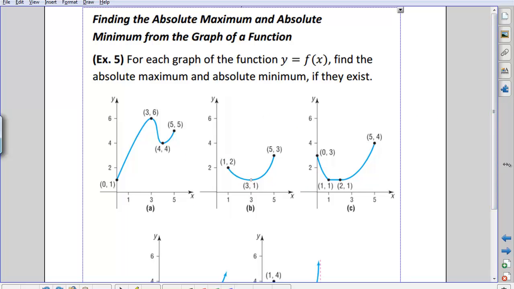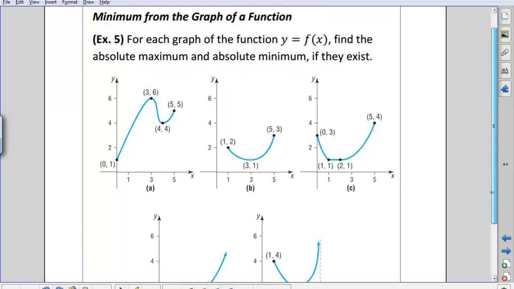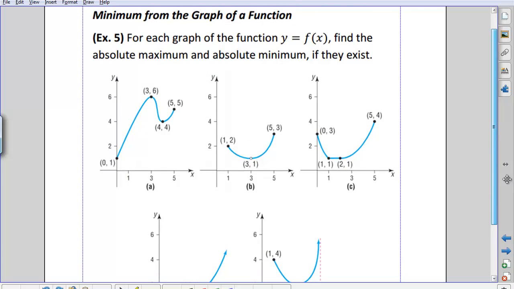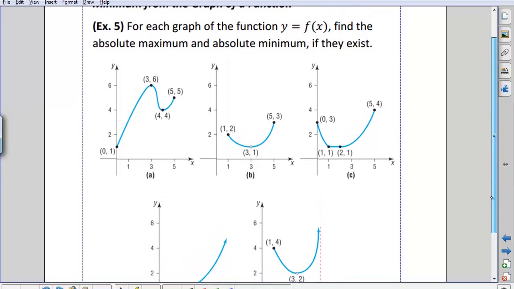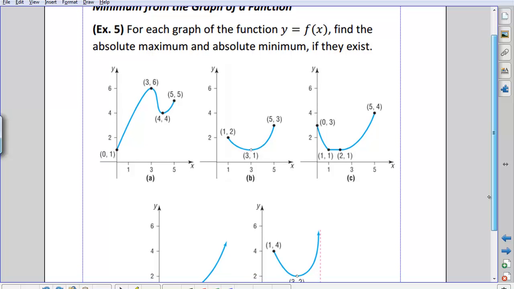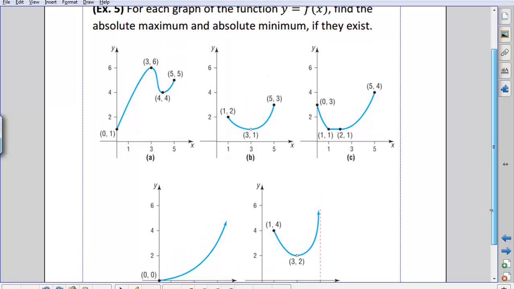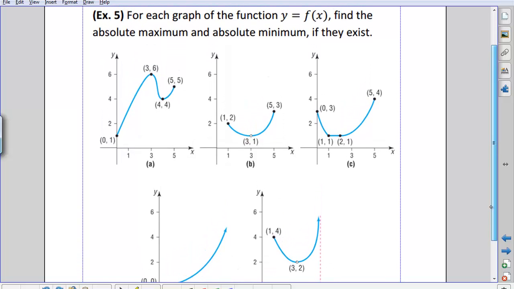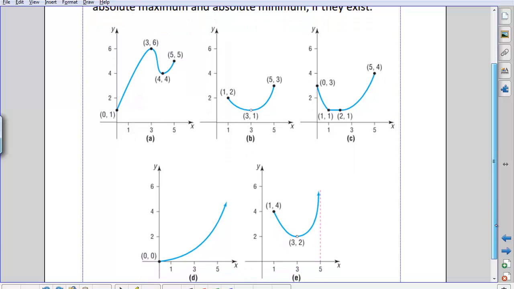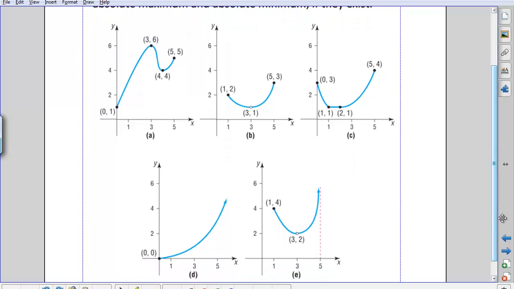We can also refer to what are called absolute maximum and absolute minimum. What these are is the absolute highest and lowest points on the graph. So for the graph, what is the highest and the lowest point on the graph? Let's see if we can look at these graphs and find the absolute maximum and minimum if they exist. And notice it says if they exist. We may not have a single absolute maximum or minimum.